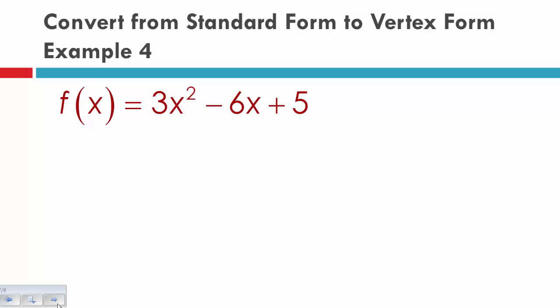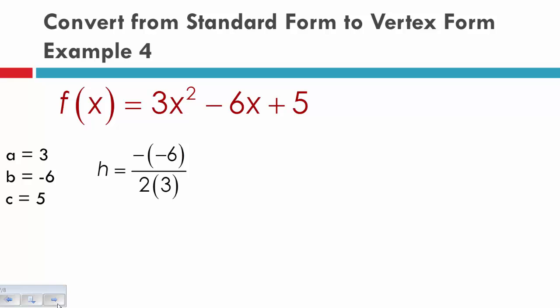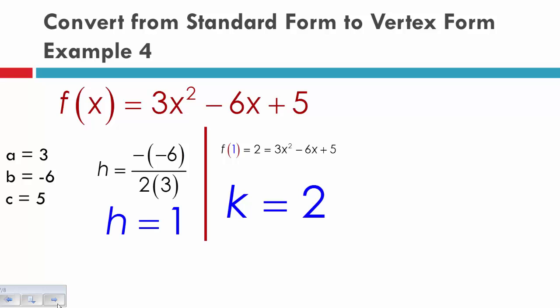Write down this example. Let's find your a, b, and c value. The first thing we're going to do is find h. Now do a table, edit function, and start it at 1. And you'll see that your k value is 2. Remember, h, k is your vertex.